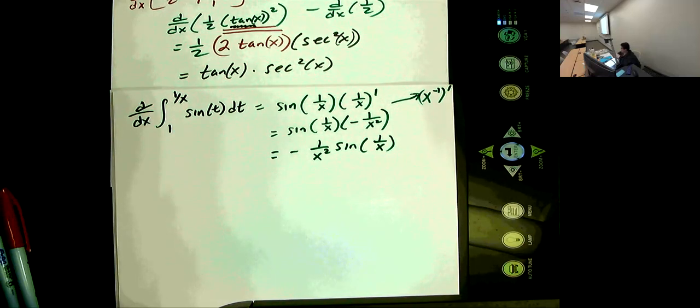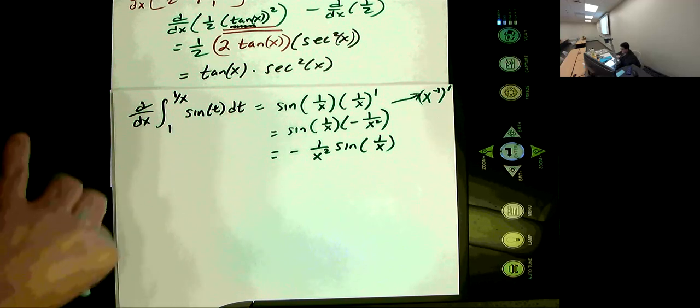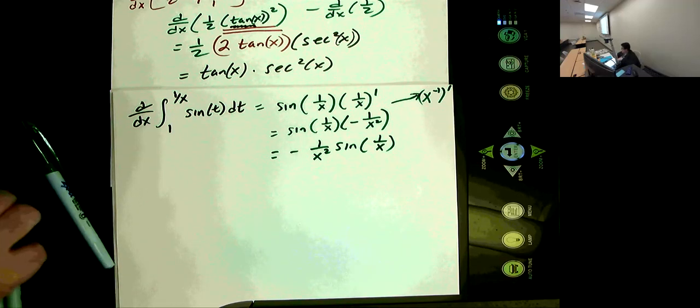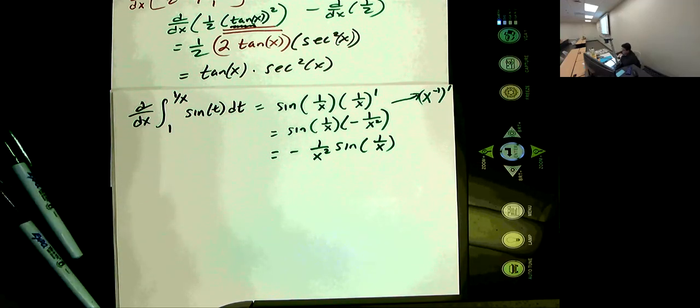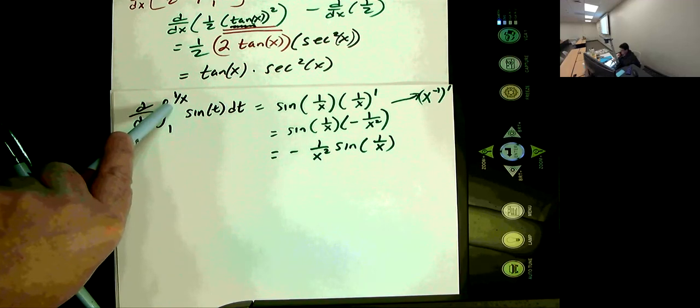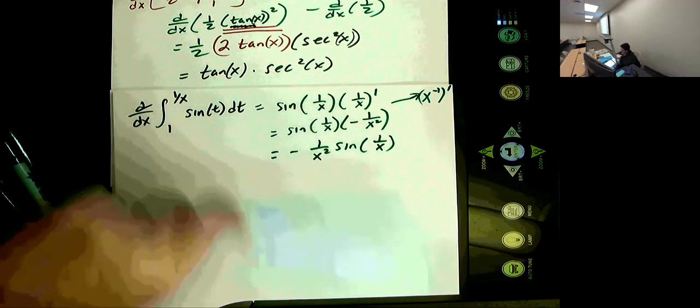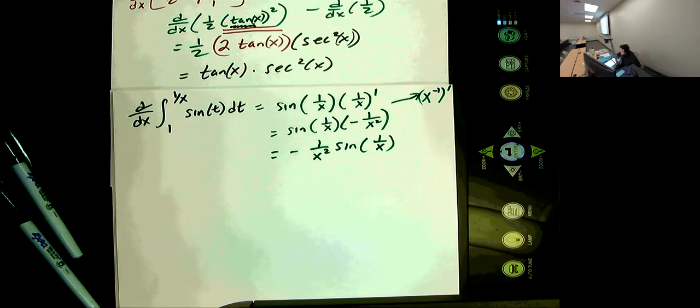That should be the final result you get. So we do sine over the limit, and then we take the derivative of the limit. 1 over x is x to the negative 1. We take the derivative, we get negative x to the negative 2. And x to the negative 2 is 1 over x squared.